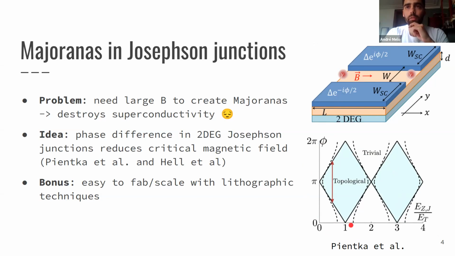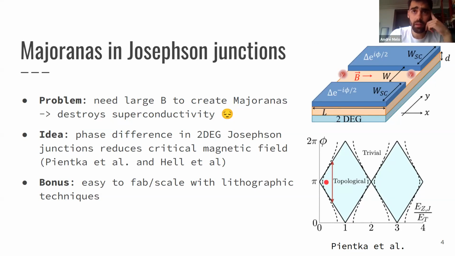This is a topological phase diagram of this system, where on the x-axis we have the Zeeman field, on the y-axis we have the superconducting phase difference, and you see that at a phase difference of pi, we go directly, at arbitrarily small magnetic fields, we go directly onto a topological phase. So that's quite an interesting development.